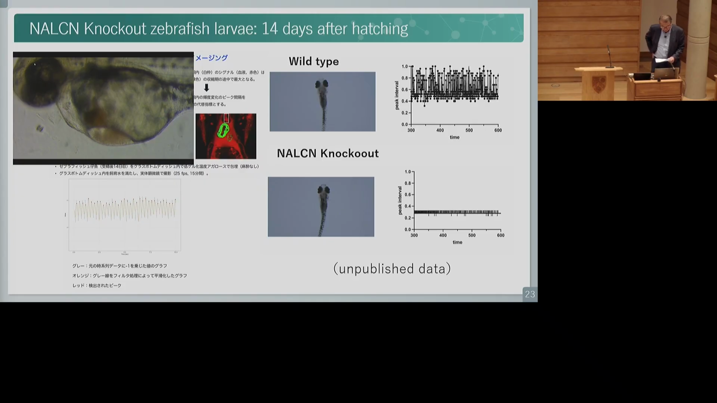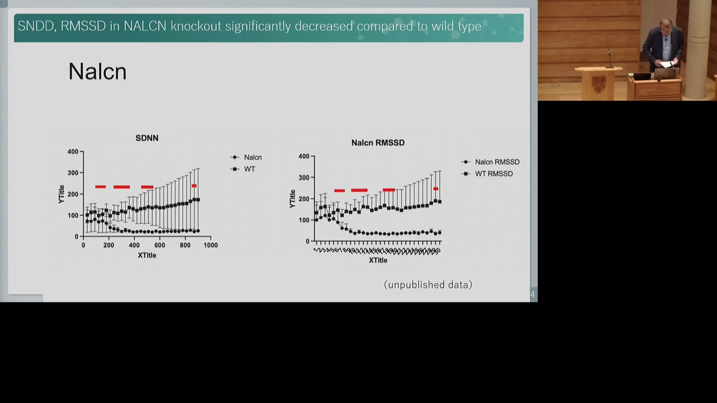Both SDNN and RMSSD were significantly decreased in the narcin knockout zebrafish. These findings suggest that narcin plays a fundamental role in the generation of physiological variability.